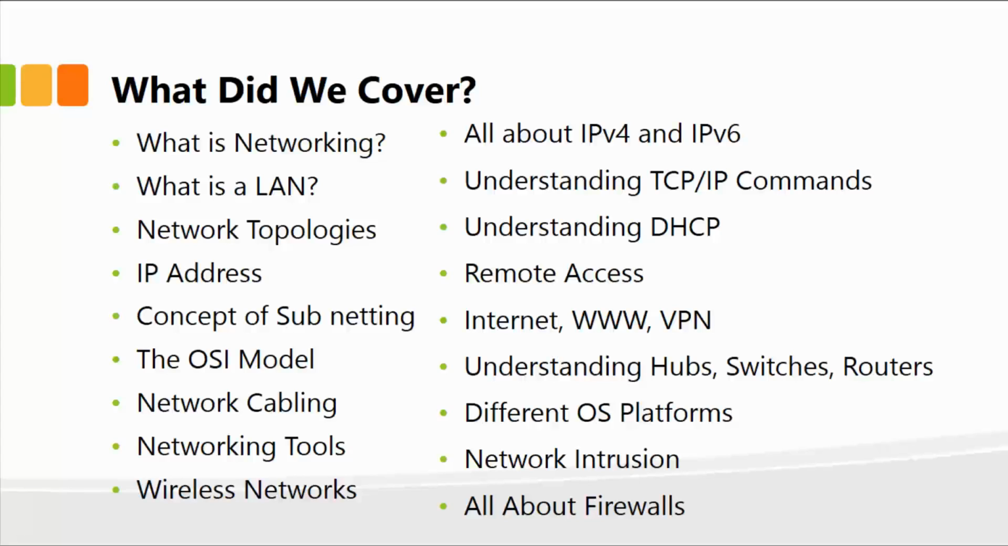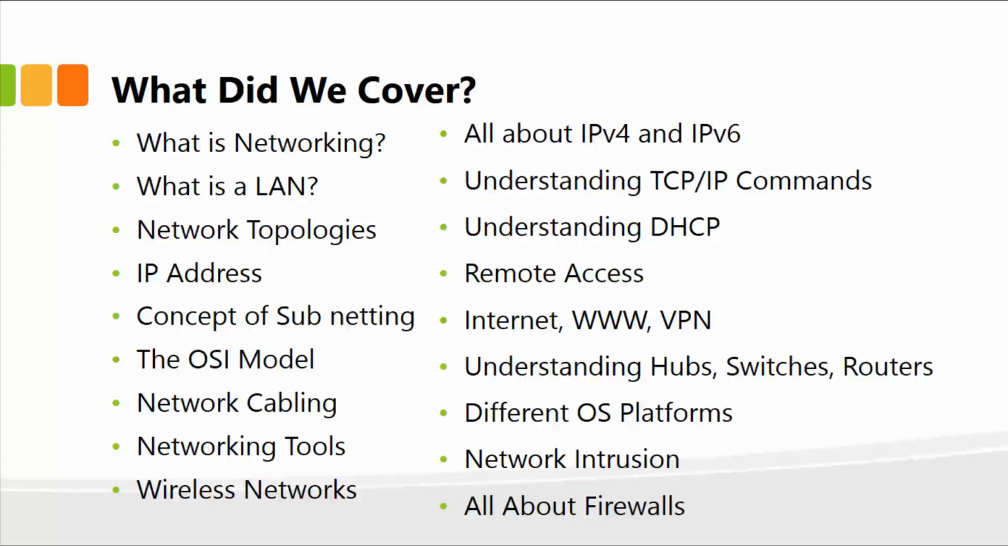Remote access, we talked about the internet, the World Wide Web, and more importantly, the virtual private network as well. Understanding physical devices such as hubs, switches, and routers, which are very important within a network. We talked about the basic differences between all of these, the advantages and disadvantages, as well as their functions. Different operating systems I highlighted, and I also demonstrated how you can have a virtual box or virtual machine. You can run two operating systems on one computer, and I demonstrated that as well.